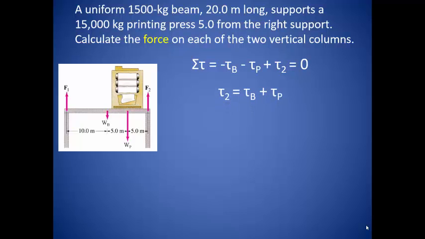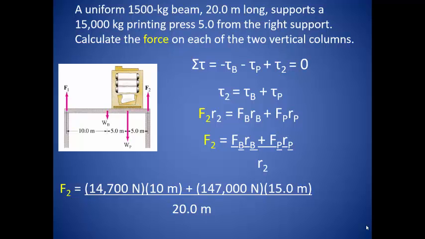We are looking for the force on the second support, so let's rearrange a little bit to solve for that second torque. And we know that torque is force times radius, so we can substitute that in for all of our torques. This lets us solve for the force of the second support and plug in our knowns. Now remember that the force acting on a mass is the mass times 9.8. So the 1,500 kilogram beam has a force of 14,700 newtons acting on it, while the 15,000 kilogram printer has a force of 147,000 newtons.